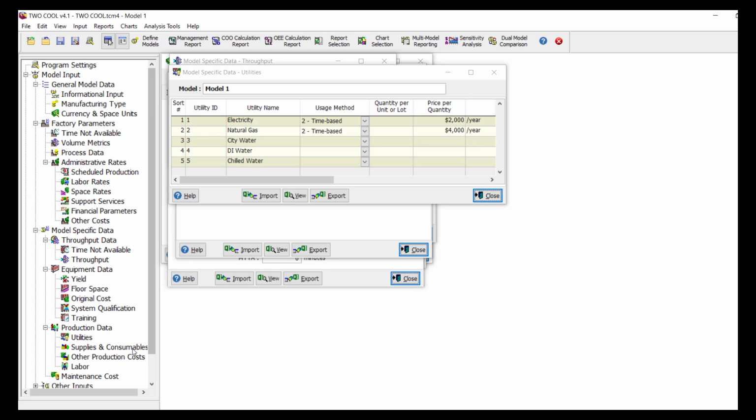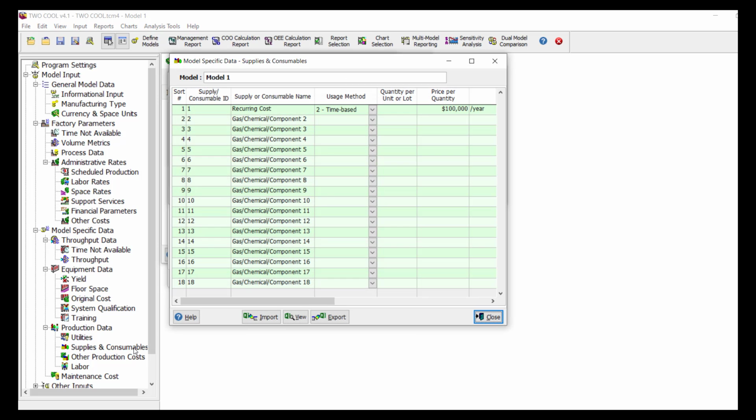Supplies and consumables work the same way as utilities. You have 3 different materials used at this step: a release agent, plastic, and a form. The release agent and plastic are provided on a cost per unit basis. When using unit-based calculations, it is helpful to put the unit of measure in the label. That way, when you enter the quantity per unit, you know what the entry actually means.